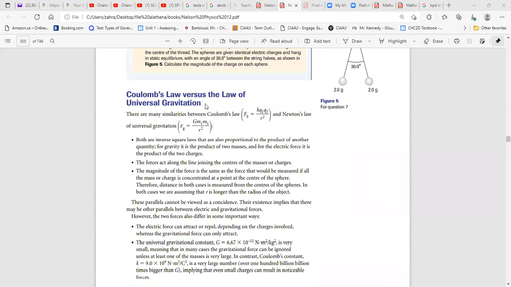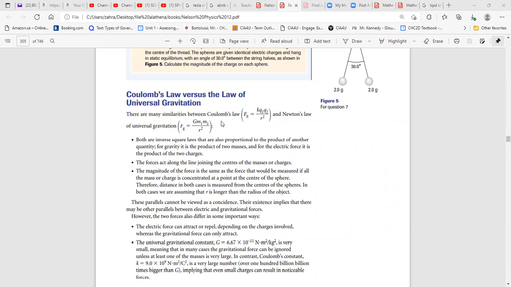Coulomb's law versus the law of universal gravitation. Let's look at these two equations, very similar, right? You have a constant K here for the electric force between two charges, Q1 and Q2, and here is the gravitational force between two masses, mass 1 and mass 2. They both have a constant, G here and K there. It involves mass 1 and mass 2 here, and charge 1 and charge 2 there, divided by the square of the distance between the two objects, the same way here.